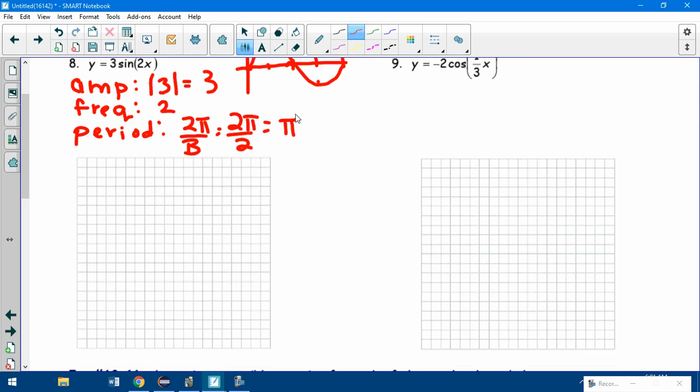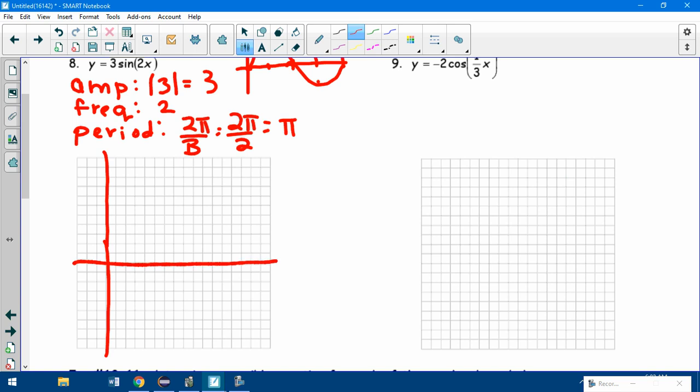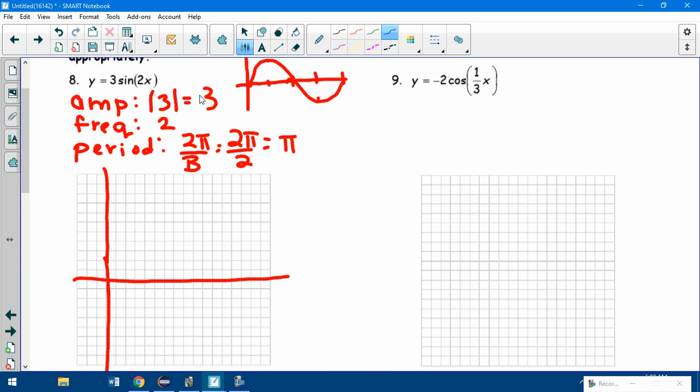So what I would do is I would make some axes and then just graph one cycle. Here, let me try to get straighter axes there. Okay, so just graph one cycle. The other thing you want to think about is the amplitude is 3. This is a regular sine graph, so where do I start? So you should have a dot right here at 0.